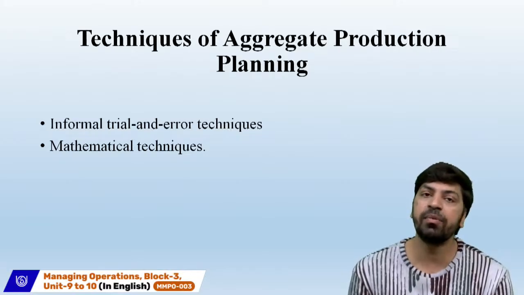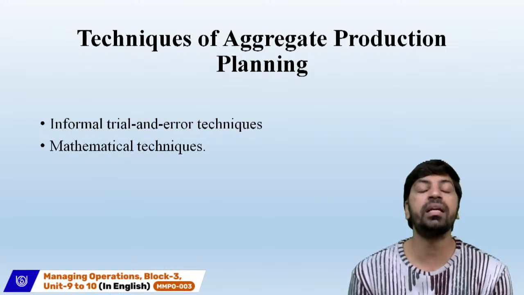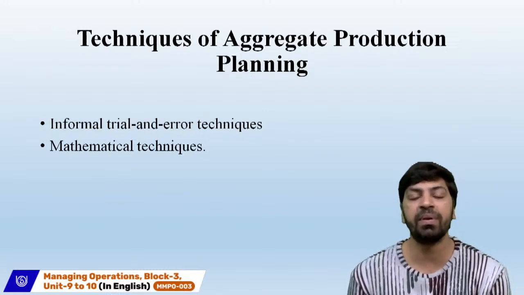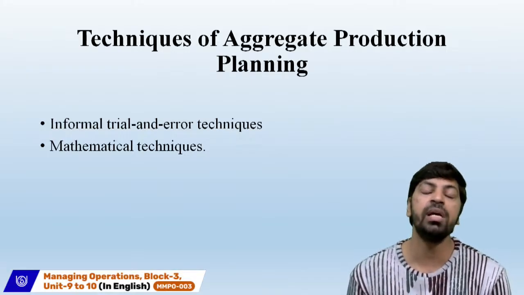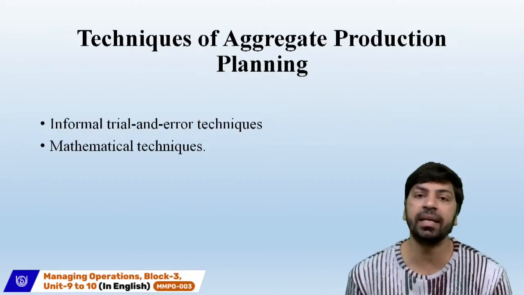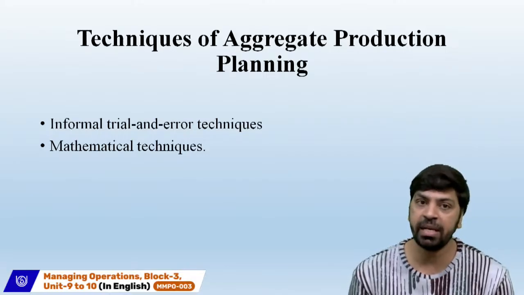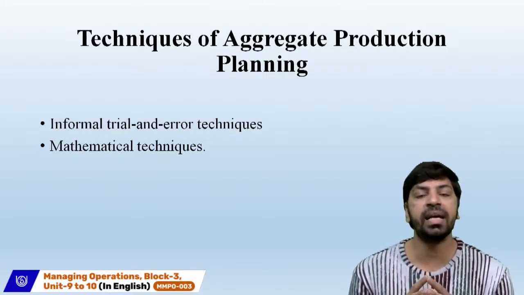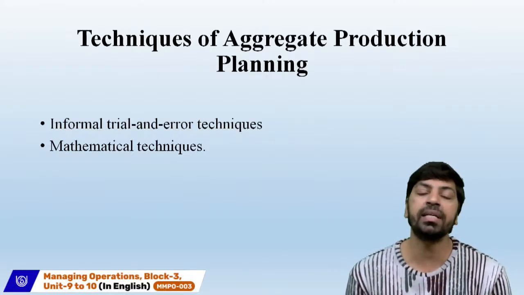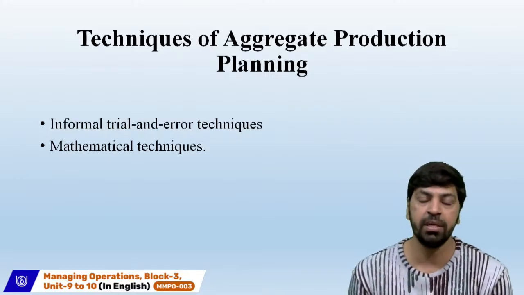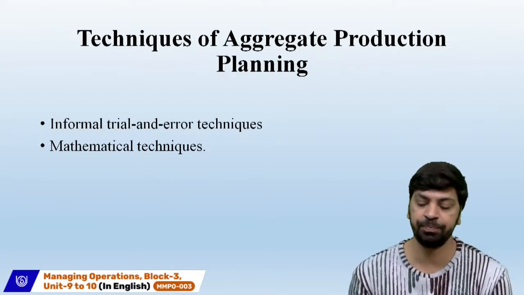Now we can come to the next most important part of the section, that is the techniques of aggregate production planning. There are two main techniques which are followed by organizations. One of the more realistic techniques is the informal trial and error technique, and the mathematical techniques are the rare techniques which could be adopted by the organization for research purposes. So let's begin with the overview of these two techniques.